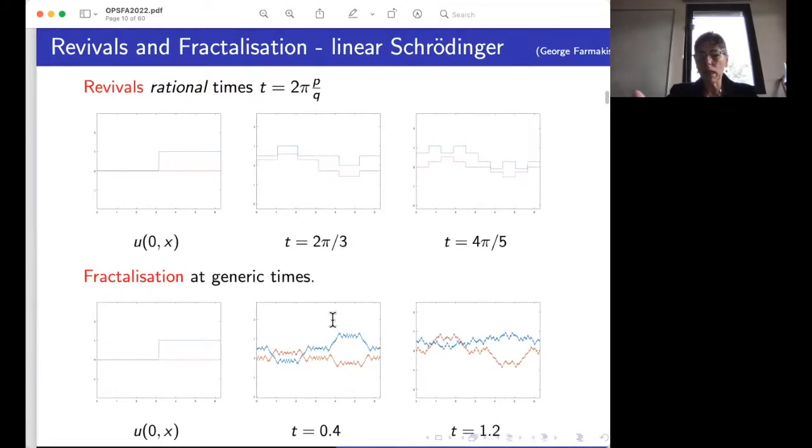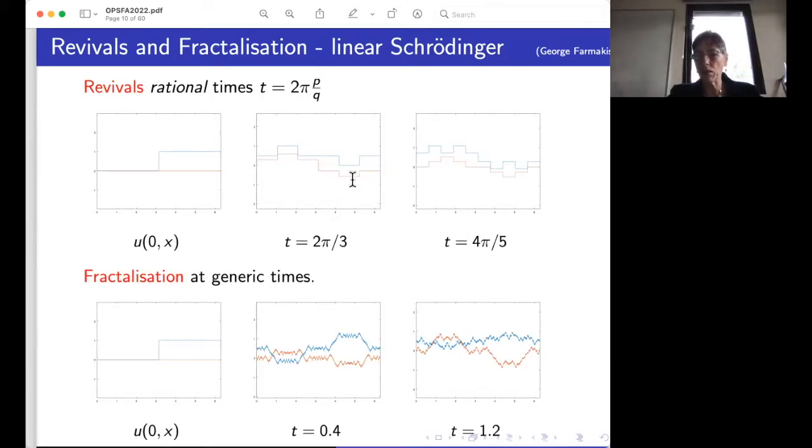These are numerical experiments, numerical evidence, or if you want, the numerical representation of this phenomenon. This is the initial condition, this step function. Ignore this vertical line, it is just a numerical artifact. But if you compute the solution at times that are rational multiples of 2 pi, then you see very clearly that the step function gets reproduced. There is a superposition of step functions that are translated and whose height is changed, but it's just a superposition of step functions, both in the real and the imaginary part.